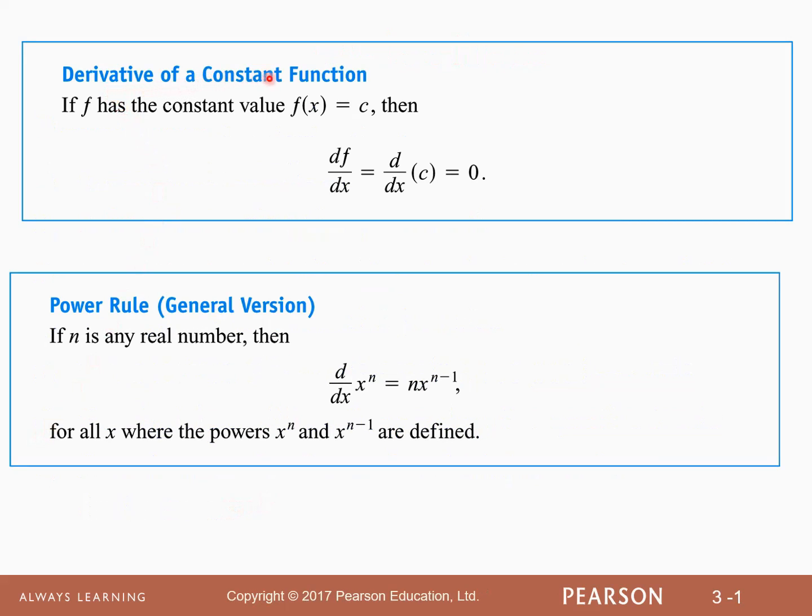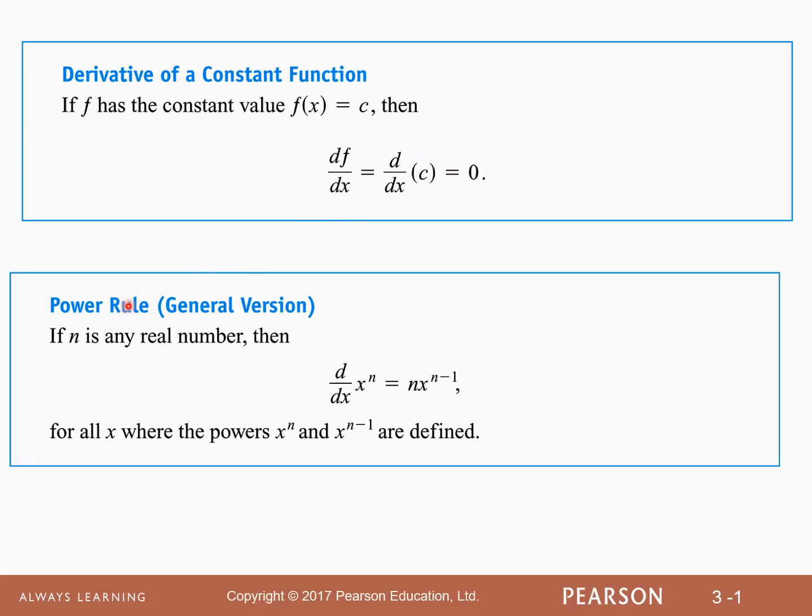Derivative of a constant function. If f has the constant value f of x equal to c, then d by dx of f equals d by dx of the constant c, which equals 0. The reason being, the function f of x equal to c is defined at y equal to c for all values of x, and that's like a straight horizontal line parallel to the x-axis, and horizontal lines have slope equal to 0. For that reason, their derivative equals 0, because the derivative is a slope.